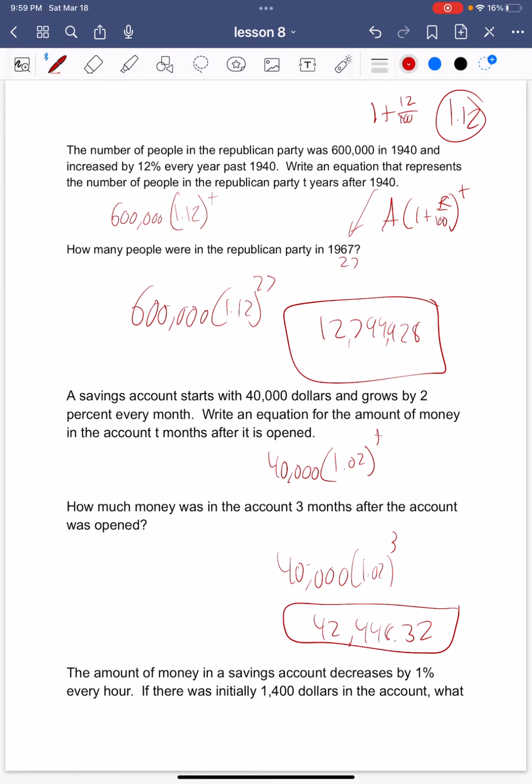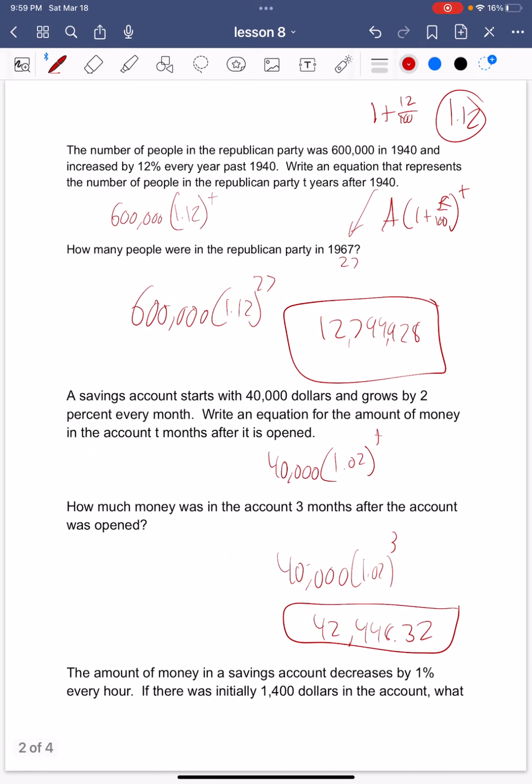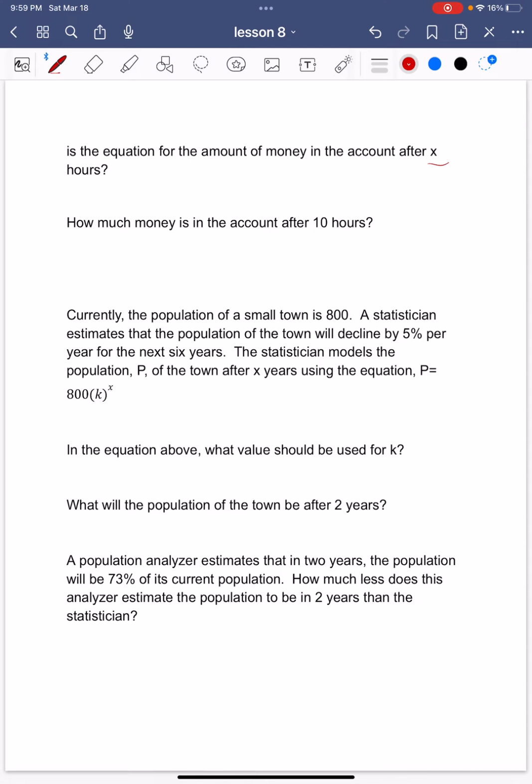The amount of money in a savings account decreased by 1% every hour. If there was initially $1,400 in the account, what is the equation for the amount of money in the account after X hours? So the initial value is 1,400. The rate of decrease is 1%. So we plug into our formula 1 minus R over 100 to the X, when R is just 1. So it's 1 minus 0.01, or just 0.99. How much money is in the account after 10 hours? So we plug in 10 for X. Using our calculator, we get 1266.